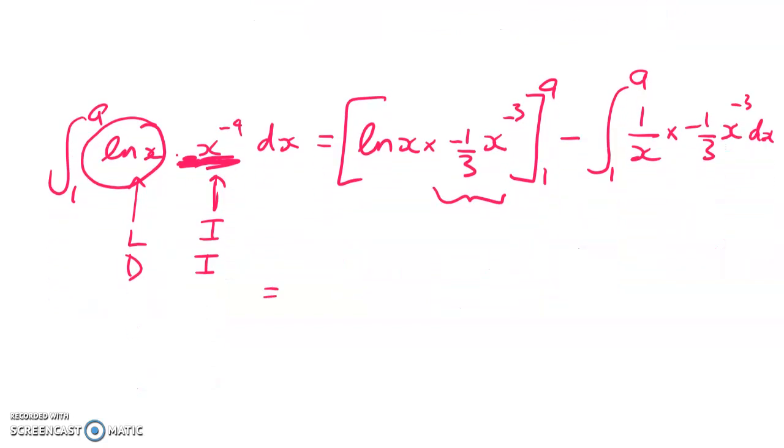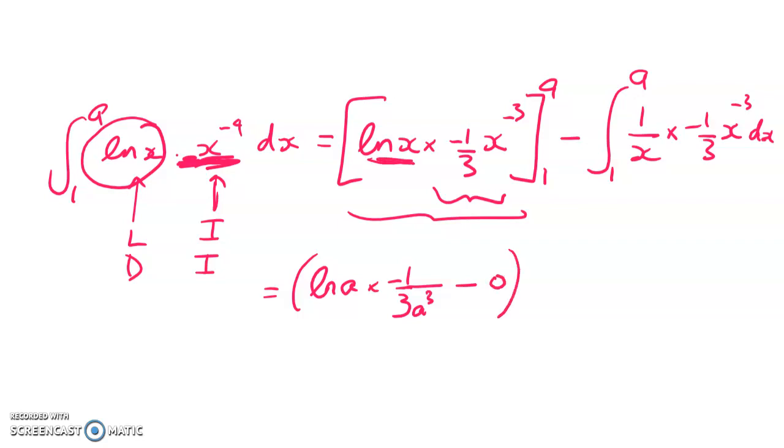Right, let's clean that up. Actually, this was so straightforward here that I just went straight to evaluating it. So we've got the natural log of a times negative 1/3 over a cubed, minus the natural log of 1, which is going to give me 0. Now here, let's take out the plus 1/3, and that's something that you weren't doing enough of in the school exam. So just clean your constant up first.